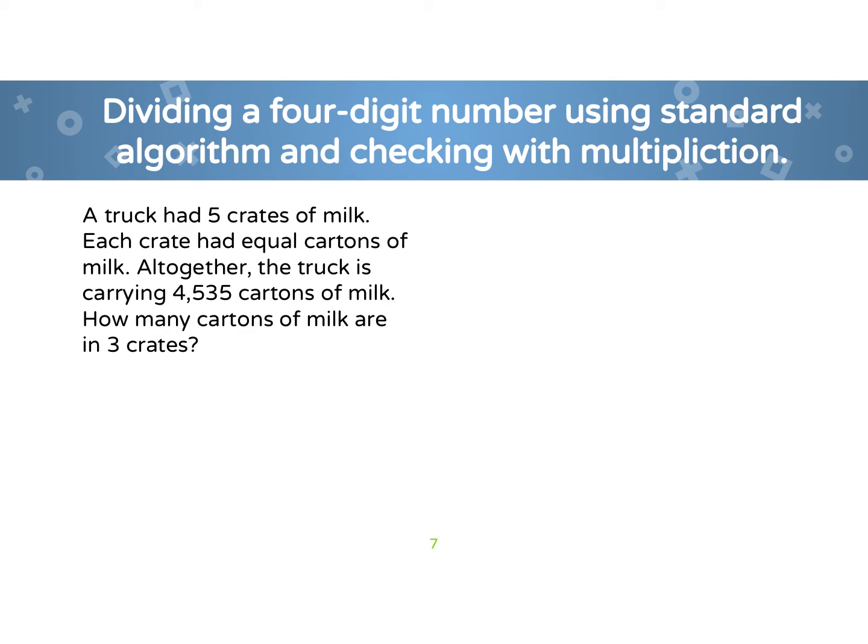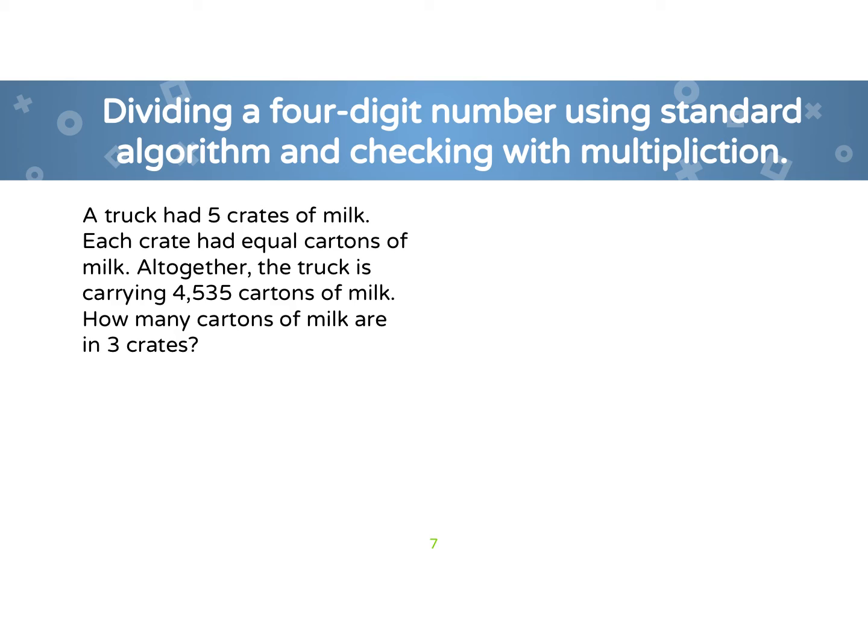Okay, let me read this problem to you. You read it in your mind as I'm reading it aloud. You'll see one like this in your work today. It says a truck has 5 crates of milk. Each crate had equal cartons of milk. Altogether, the truck is carrying 4,535 cartons of milk. So we're going to find out how much is in each carton, and then we need to do a second step.